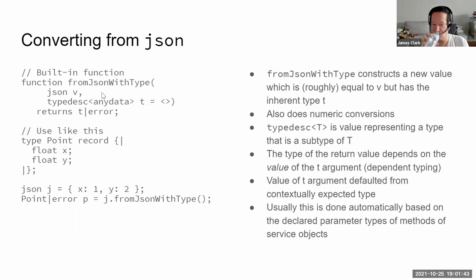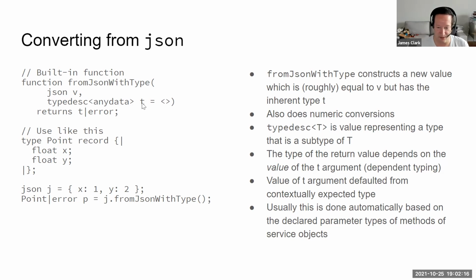So this involves a whole bunch of machinery. First of all, we have a typedesc type. One of our basic types is typedesc, which describes a type. The type parameter says what it is, so if I say typedesc of anydata, that means it must be a type that is a subtype of anydata.